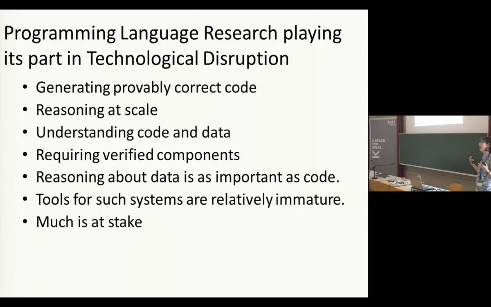We have to be able to reason about concurrent programs. We live in a concurrent world. We have to understand both the code and the data that's going to go through. We need to be able to verify. We need to be able to reason about data as well as code, and the tools and the ideas are relatively immature, and I think there's a lot at stake. Thank you.